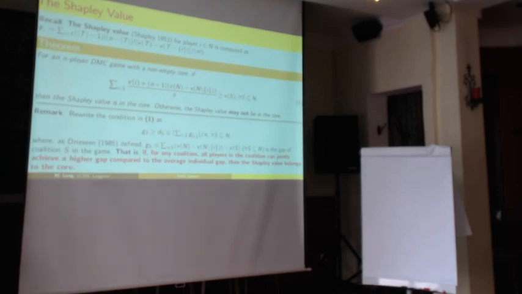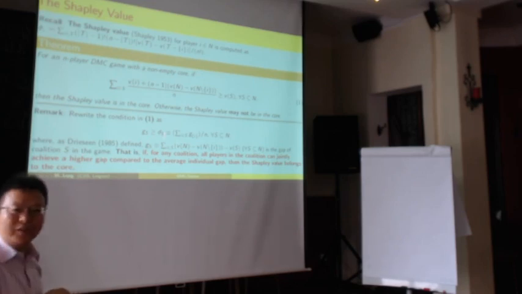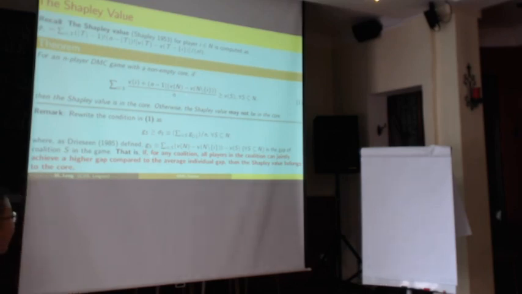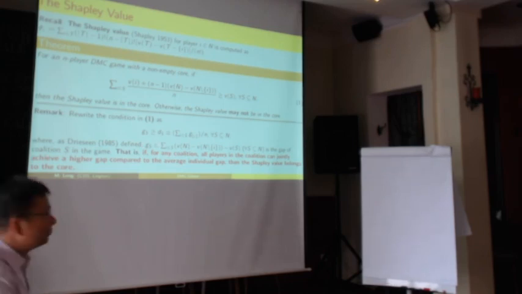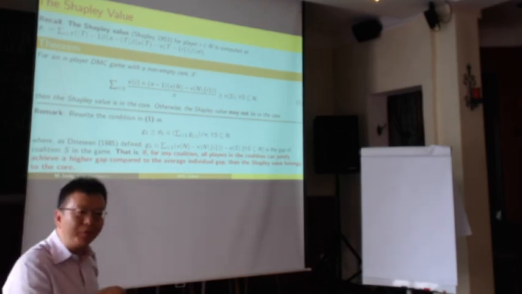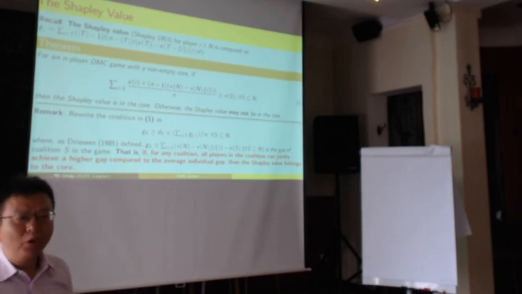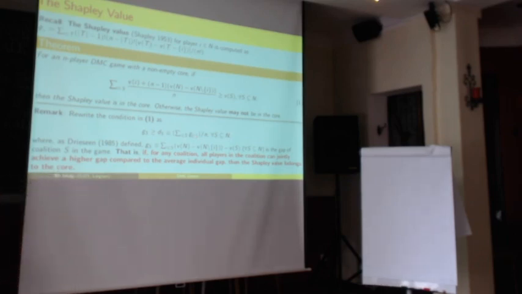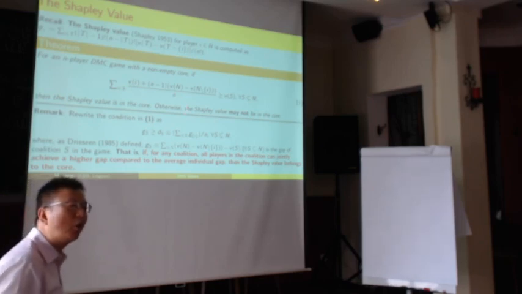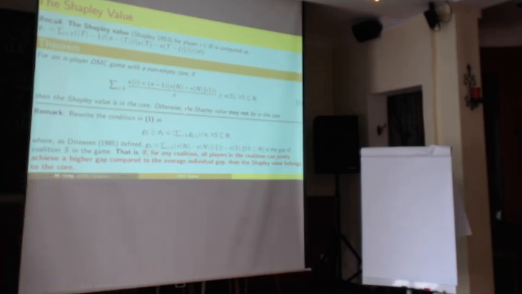Luckily, we find GS. This was also defined by Jason. This is called the gap of the collision S. This is a gap. So we find for any collision, the gap of the collision is bigger than or equal to the average of all players' individual gaps in this collision. So this is the individual gap, and this is the average of all players' individual gaps. Now, if this average is smaller than this collisional gap, Shapley value must be in the core. Must be in the core. This is only for DMC games.